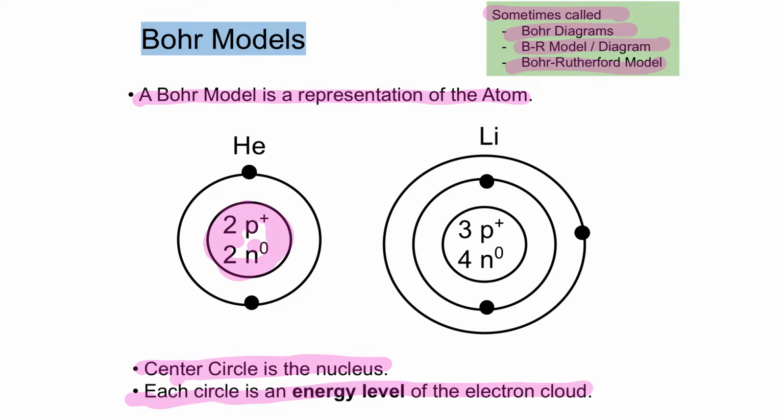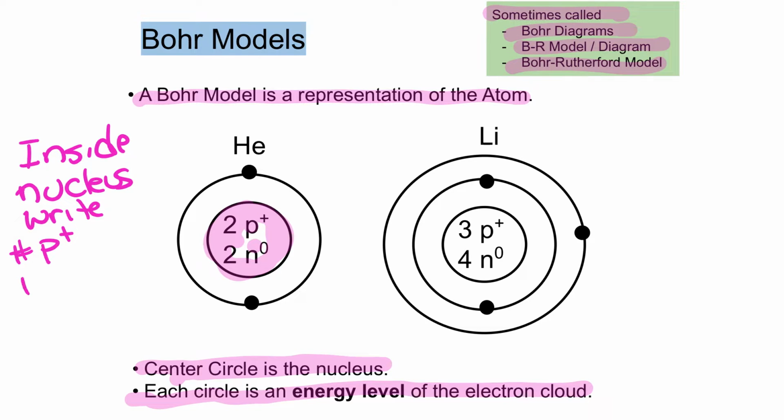And inside the nucleus, you need to write the number of protons and number of neutrons. You don't have to draw the number of neutrons and number of protons, just write the number, just like right here. And then each additional one. So for helium, it only has 2 electrons, so it only has 1 electron ring. Lithium has 3 electrons, and it has 2 rings. And we'll get to that in a second.